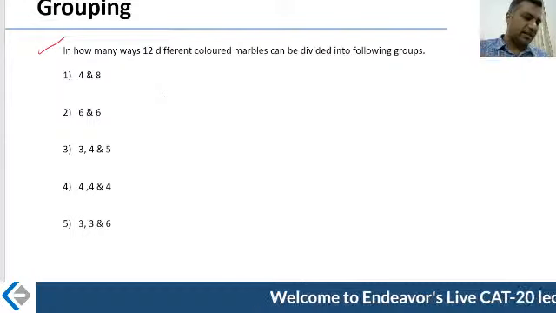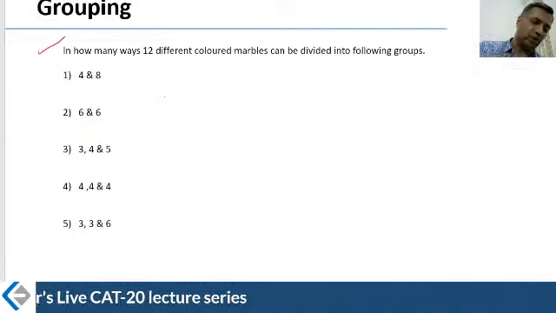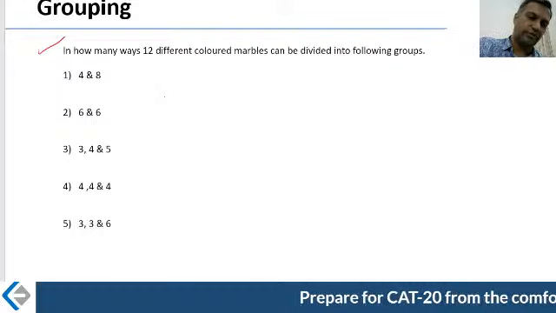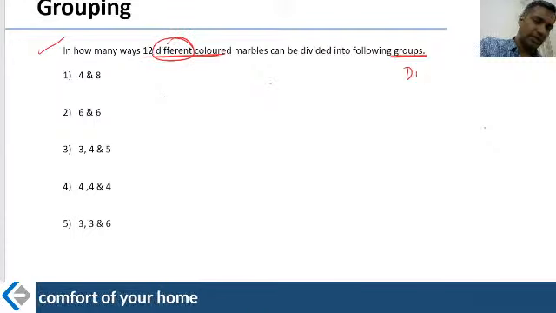In how many ways can 12 different colored marbles be divided into the following groups? 12 different colored marbles divided into the following groups. That's the question here. Groups. You just have to divide them into groups. You don't have to give it to anybody. Just keep it. Groups means what? Different to similar. What is different? The 12 different colored marbles. The 12 marbles are different.